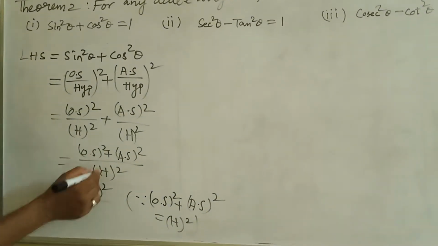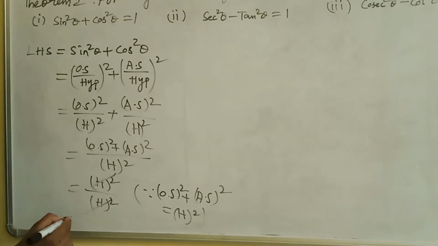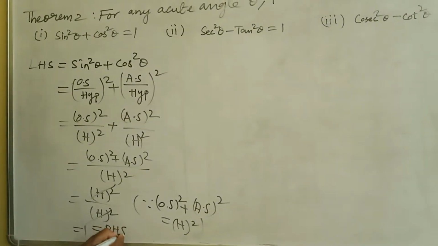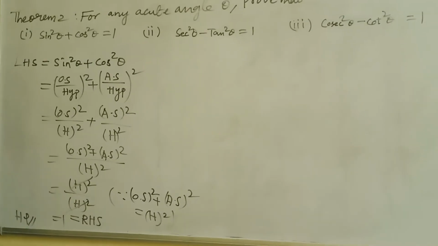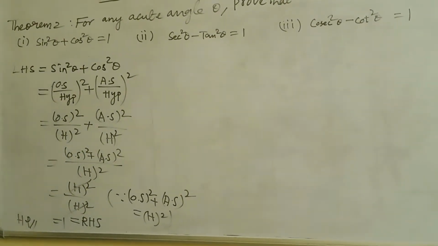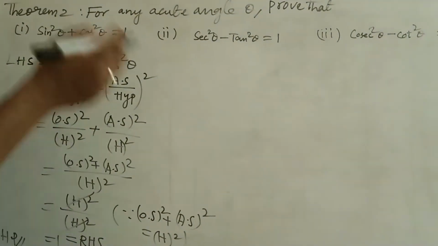Clear now? So down also hypo square gets cancelled, and you get the answer as 1. That is your RHS. So hence it is true. Clear now? In this way, sin square theta plus cos square theta is equal to 1 you are going to get. Then it becomes an identity and formula.